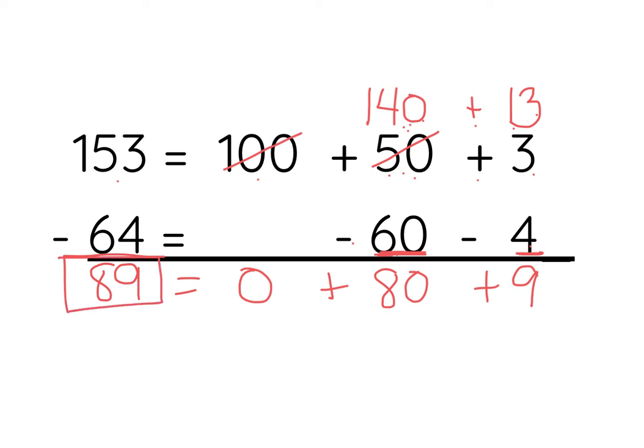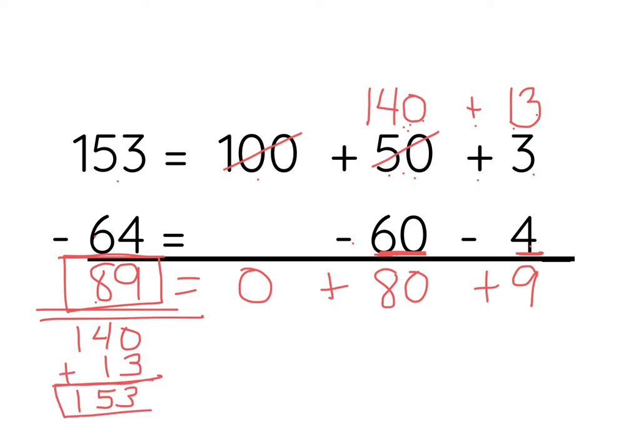89. Again, you can do partial sums. 80 plus 60 equals 140. 9 plus 4 equals 13. It's always great practice to check your work to make sure you're getting the number you started with.